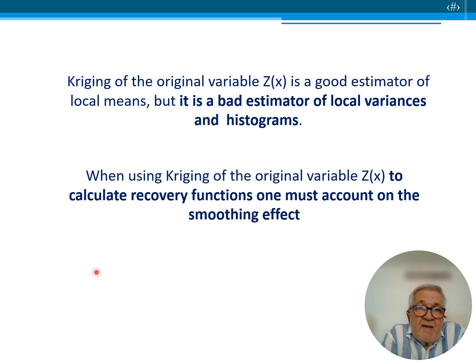So in short, kriging of the original variable Z of x is a good estimator of local means, but it is a bad estimator of local variance and histograms. Let me remark one thing: it is the best estimator of local means because it was built with that purpose, to reach the local means. Kriging was not built to reach local variance or histograms. So when you use kriging of the original variables to calculate recovery functions, one must account for the smoothing effect, of course.